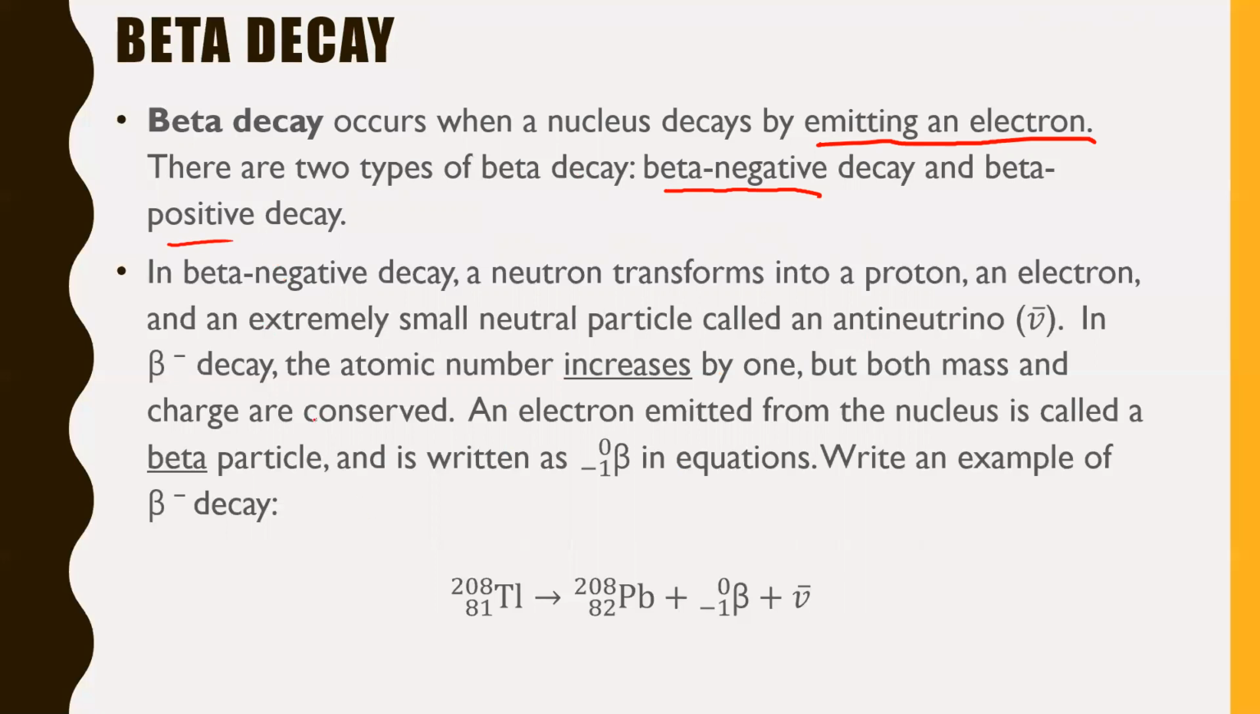We'll talk about beta negative decay first. In beta negative decay, a neutron transforms into a proton, an electron, and then an extremely small neutral particle called an antineutrino. And the symbol for that, yeah, I know how messed up this is getting. I warned you at the start of the day. Antineutrino has a symbol of a V with a little bar on the top of it. We'll break down what that bar means a little bit later. You know what? Forget it. I'll do it right now.